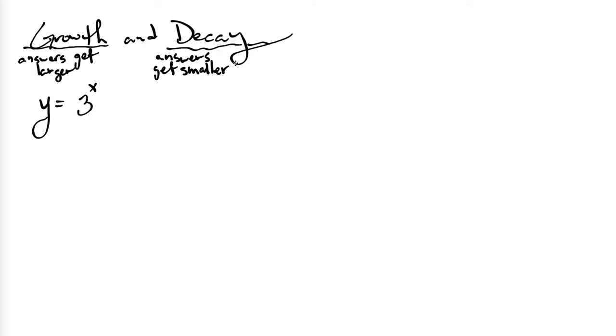Bad writing. Hopefully you can read that. So 3 to the x. Jack, would these answers get bigger or smaller as you put numbers in? Probably bigger. Okay. If you're not sure, plug in 1 and then plug in 2. If I plug in 1, the answer is 3. If I plug in 2, the answer is 9. So the answers are getting larger. This would be growth.